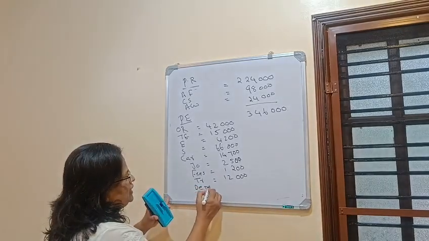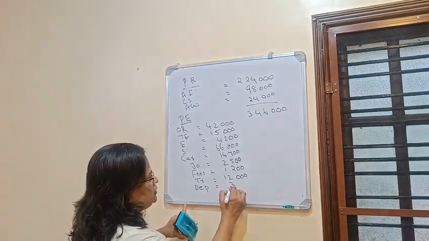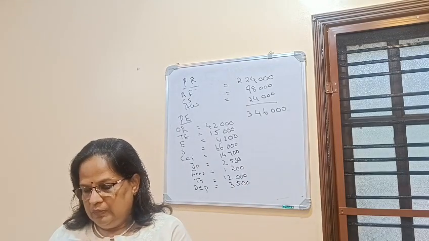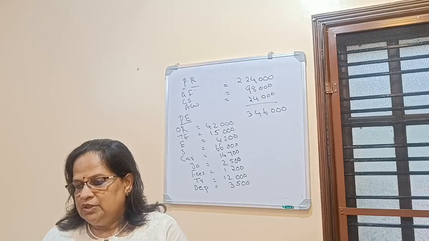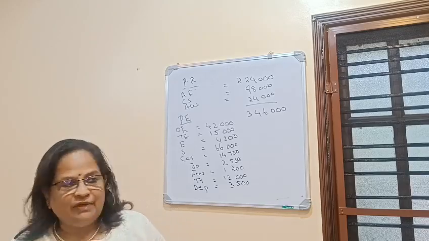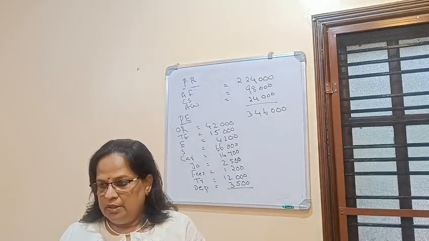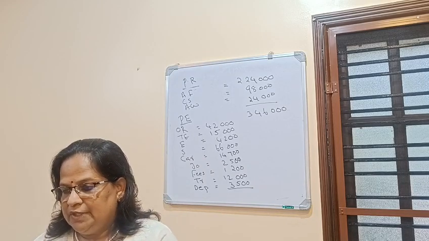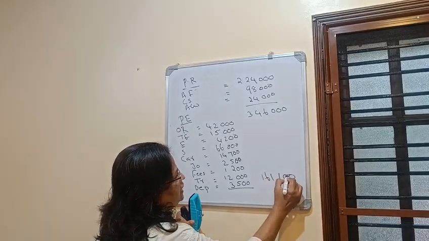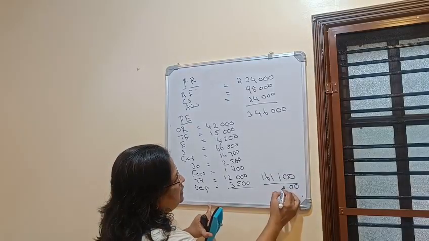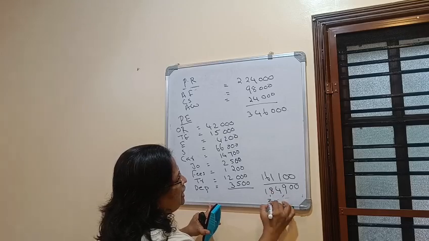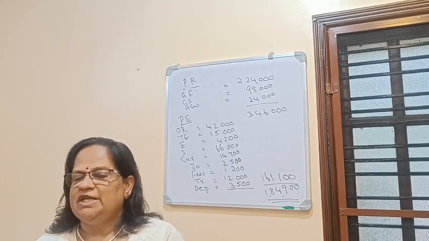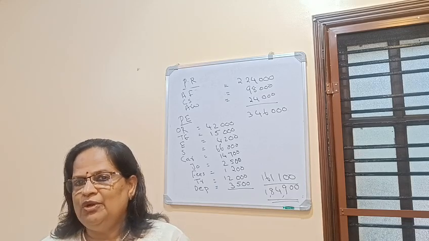Depreciation of car: 5,000 is the actual value. We will reduce 30% for personal use, so it will become 3,500. So when you take the total, total professional expenses are 1,61,100. From 3,46,000, the professional income is 1,84,900. So this is the professional income of the chartered accountant. This is what I wanted to explain in this module. Happy learning. Thank you.